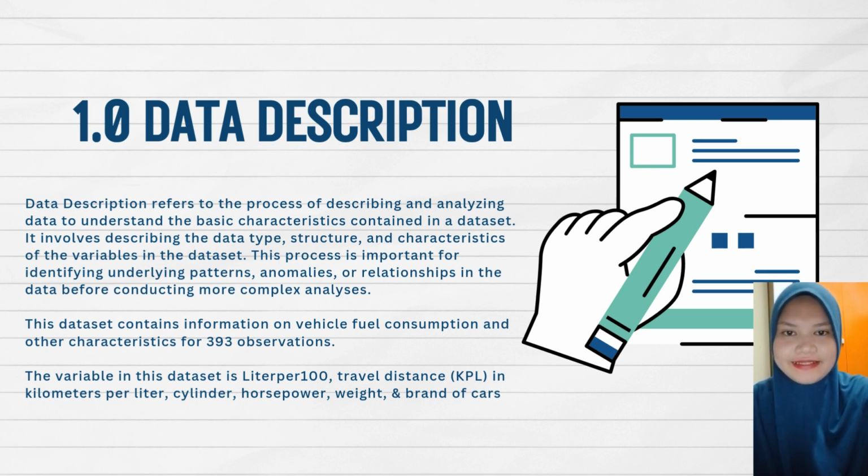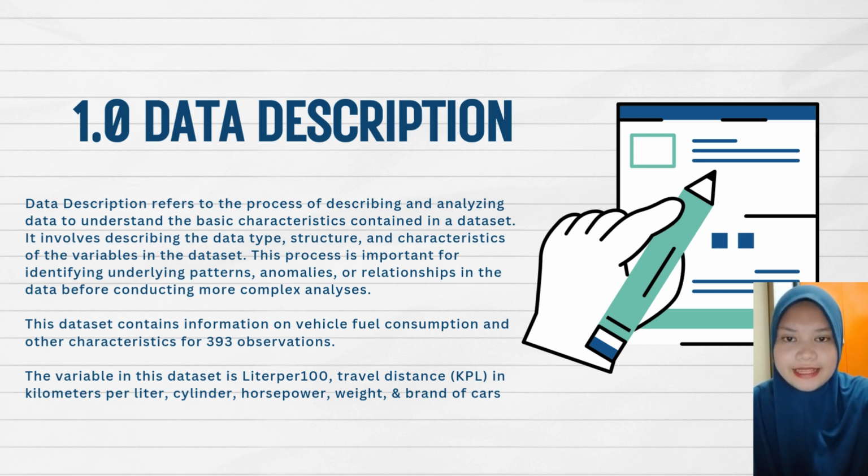First, data description refers to the process of describing and analyzing data to understand the basic characteristics contained in a data set. It involves describing the data type, structure, and characteristic of the variables in the data set. This process is important for identifying underlying patterns, anomalies, or relationships in the data before conducting more complex analysis.